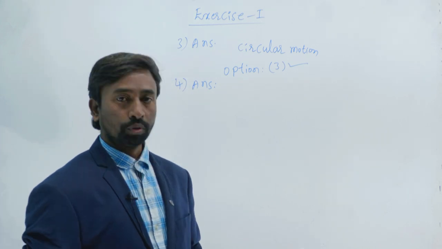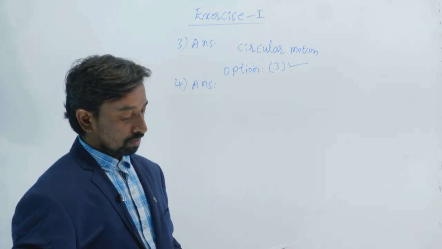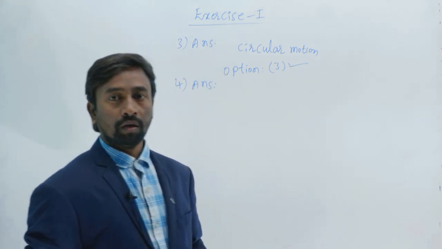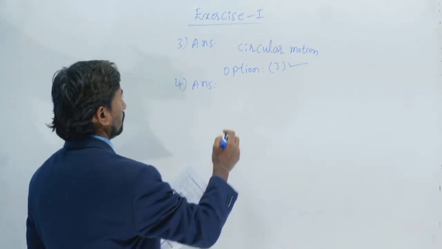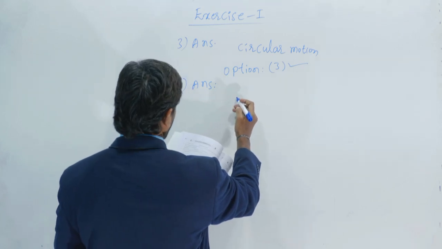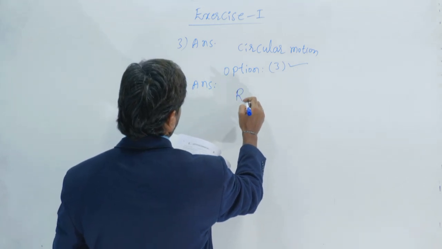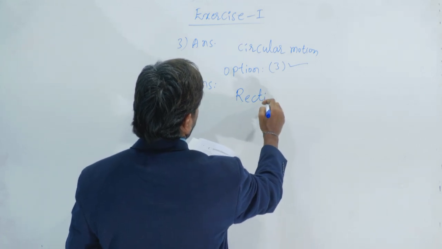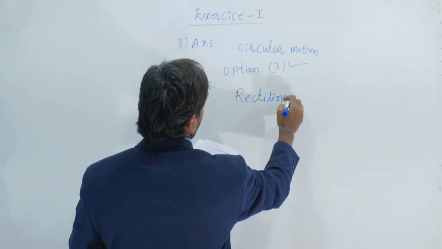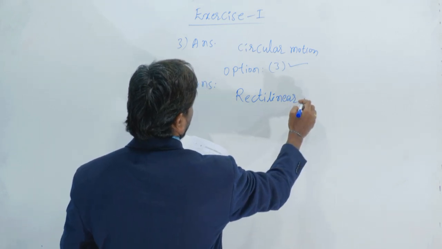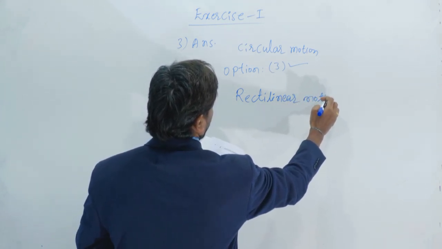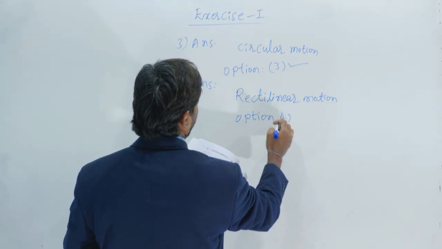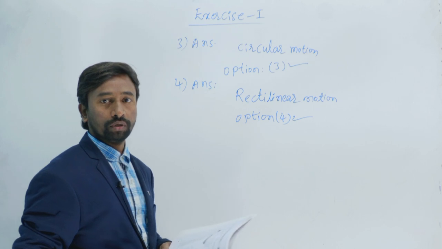Oscillating motion, random motion, circular motion, rectilinear motion. The rectilinear motion is said. So the answer here is rectilinear motion, and option 4 is correct there.